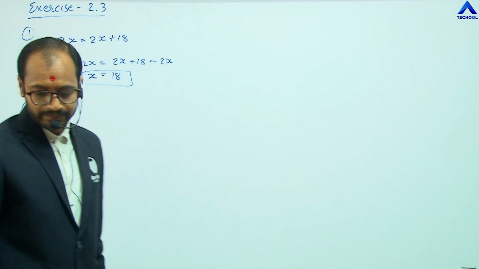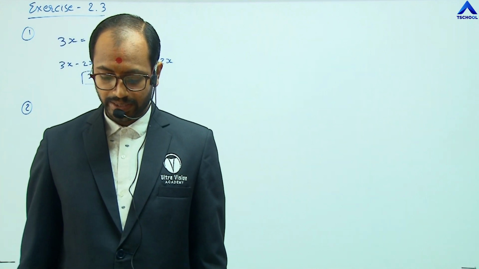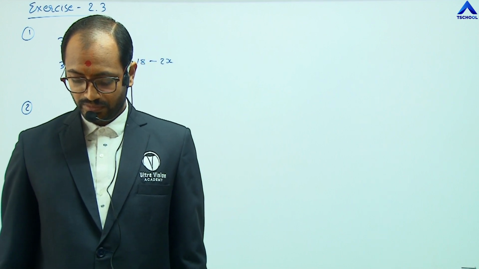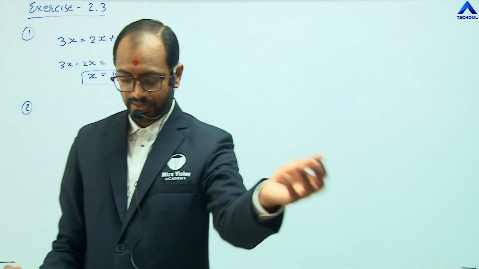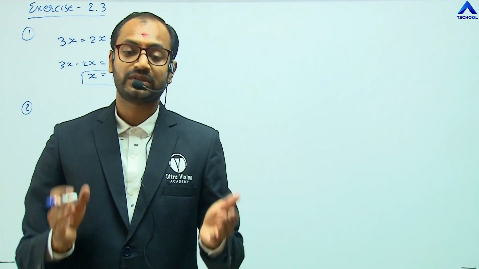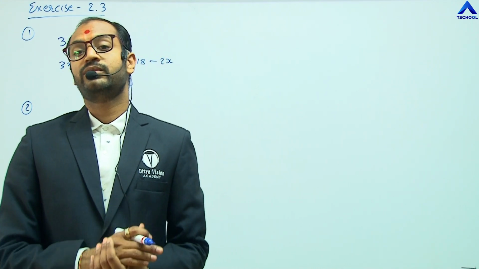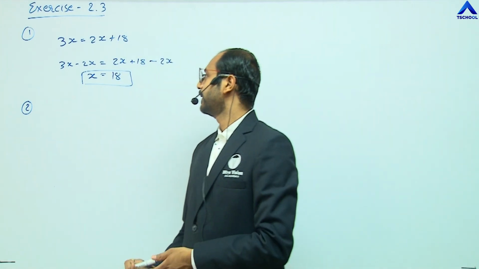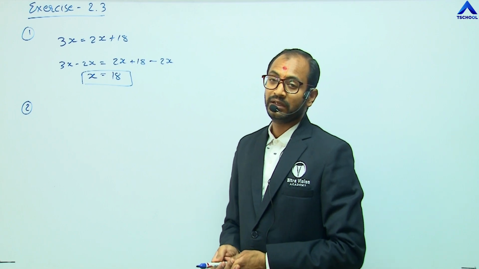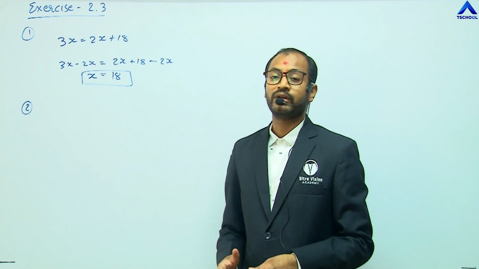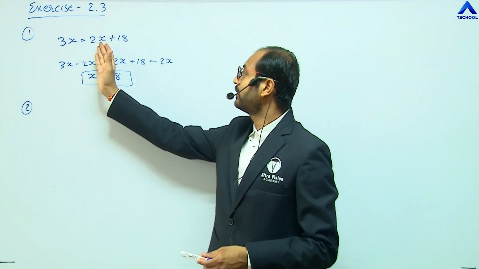What is the second problem? 5t minus 3 equals 3t minus 5. So can you solve this in the same manner? Here we have to take subtraction of 3t on both sides. Here we should remember one thing, that to make x positive we have to subtract the smaller number, or we have to try to subtract the smaller number.